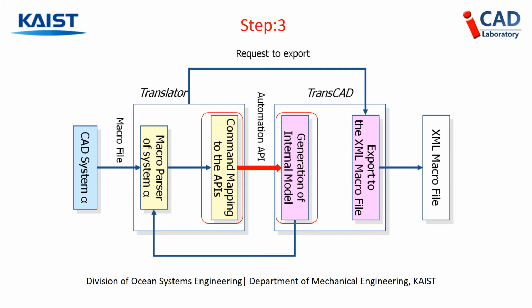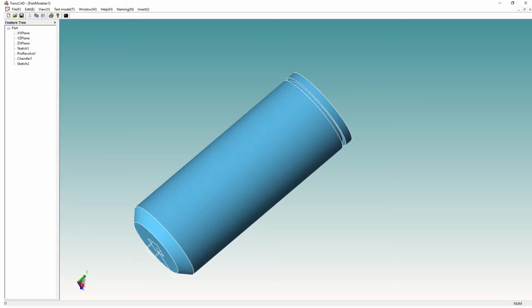The mapped APIs are interfaced. In this step, the TransCAD APIs are called through the automation client module. For this process, the macro information is translated to automation API calls. Here we can see the internal geometric model which is generated inside TransCAD. This is the TransCAD user interface and we can save this model as a neutral macro file.